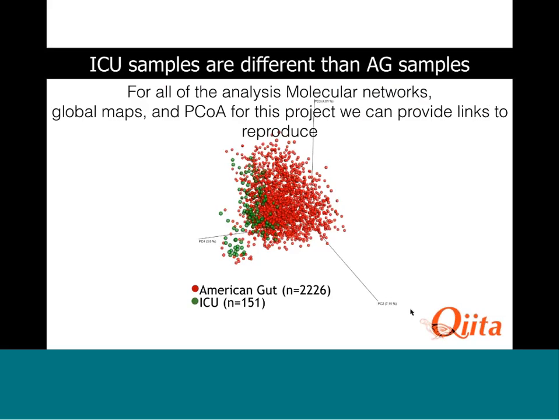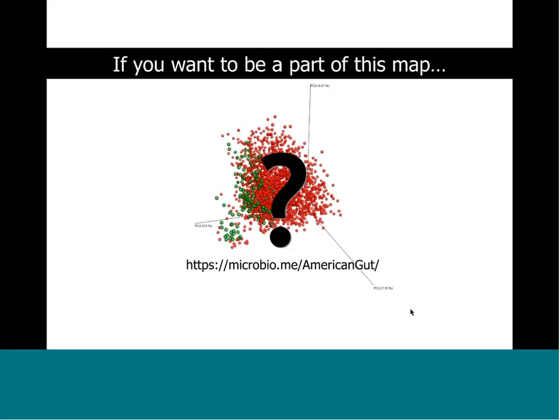But what I find even more important is that for all the analysis that I've just shown you, the molecular networks, the global maps, the PCoA for this project, we could provide links so that anybody can essentially reproduce the analysis that I did. And that's the first hurdle that we need to overcome as a community to be able to promote data reproducibility.